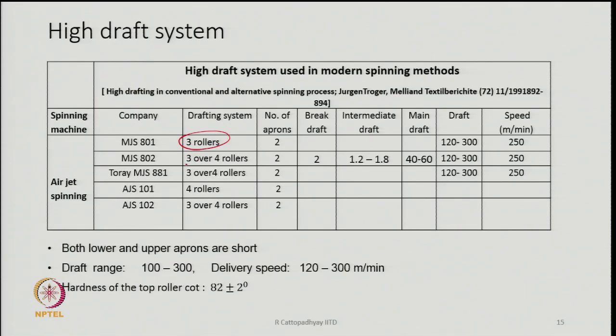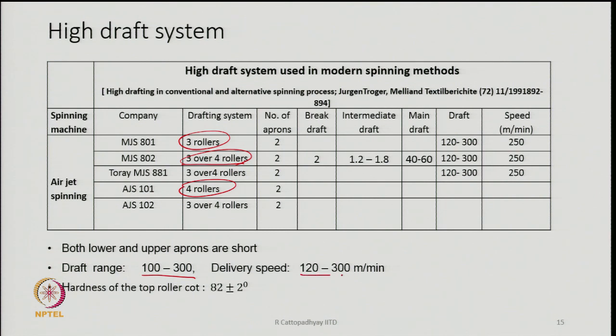So, high draft drafting systems, some figures are given here in this table. We see that most of the drafting systems are either 3 roller, or 3/4 rollers, and 4 rollers are also there. So, these are the types of drafting systems by different machine manufacturers, and we have 3/3, 3/4, or maybe just 4/4 type of systems. And draft range could be anywhere between 100 to 300.